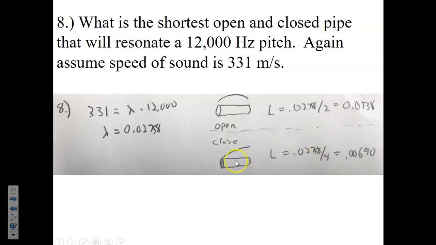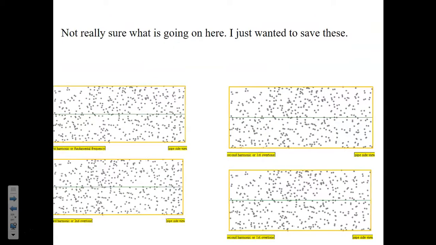And if we go to a closed pipe, it'll resonate with only 1/4 of that wavelength. So this is my wavelength, so divide that by 4, and that gives me the length of the pipe. So the open pipe is 1.3 centimeters, and the closed pipe is 0.69 centimeters. Definitely a shorter pipe will resonate the same pitch if it's closed.